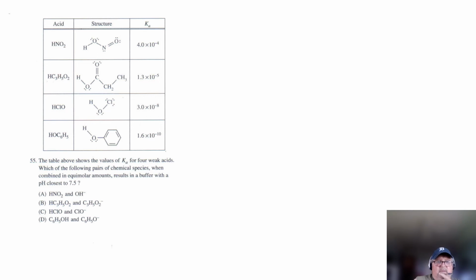Okay, two more problems. Okay, number 55. The table above gives you Kas for 4 weak acids. You have the following pairs of chemical species; when combined in equal amounts, which results in a buffer pH closest to 7.5?